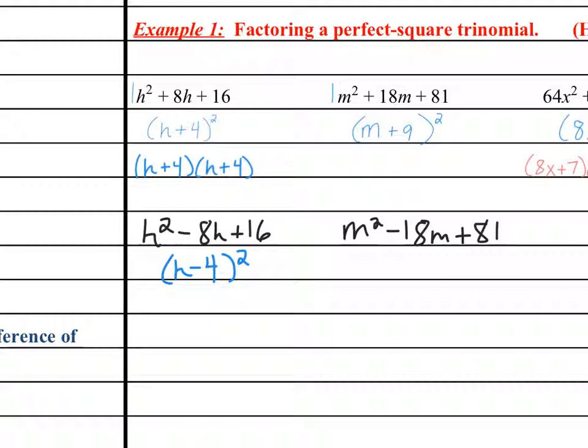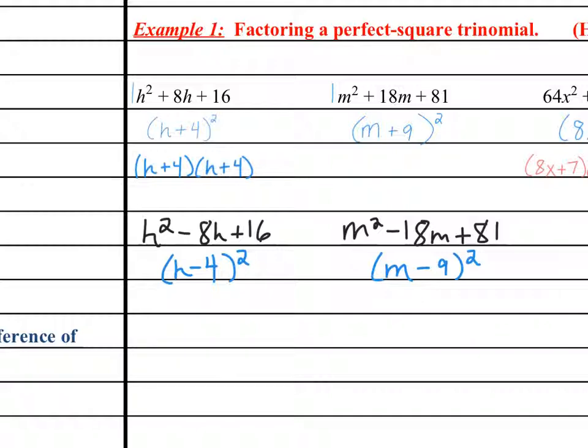Jacqueline, what would it have to be? Yep. Minus 9. So that's the only difference. You'd have to have two negatives to multiply to get to that positive number and add to the middle.